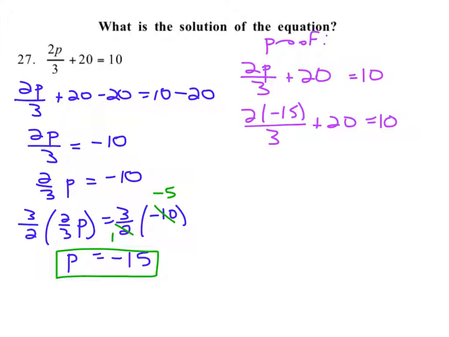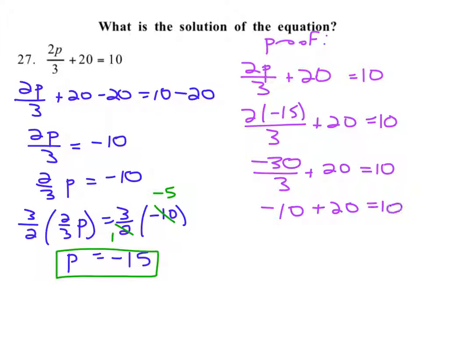And what is 2 times negative 15 up here on the top? I need to do that first, because remember, order of operations says there's an invisible parentheses around here, or really brackets in this case, and that would need to get done first. So 2 times negative 15 is negative 30, over 3 plus 20 equals 10. Okay, so negative 30 divided by 3 is negative 10. Negative 10 plus 20 equals 10. So therefore, negative 10 plus 20 is 10. 10 equals 10.